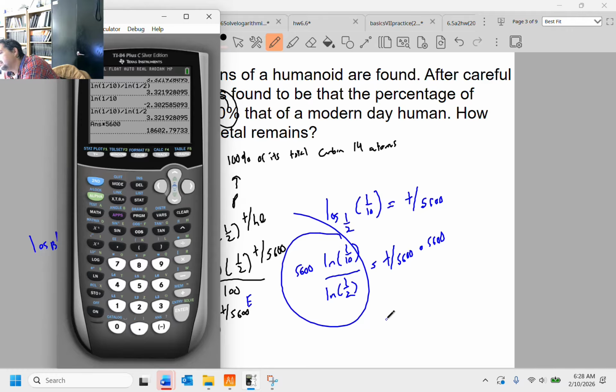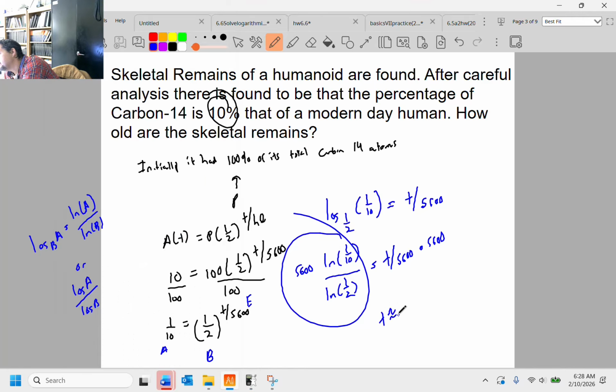So it's about 18,603 years. Some kids push the buttons too early on a piece of paper. They round to the nearest whole number because they just don't know how to round right. But it's 18,603 years old.